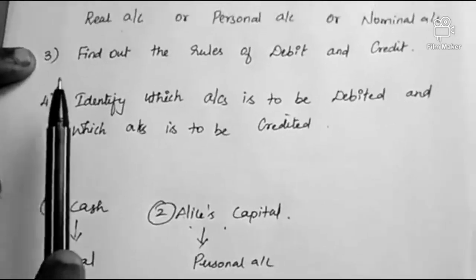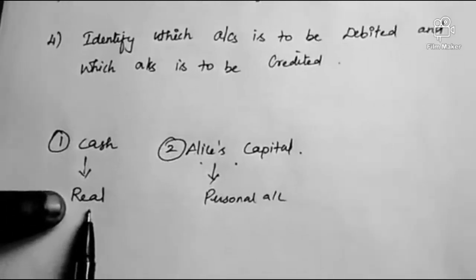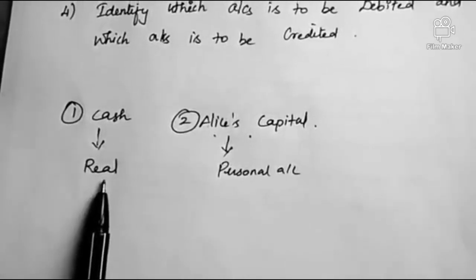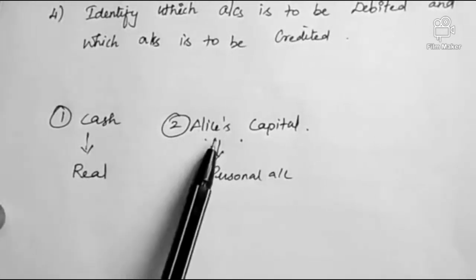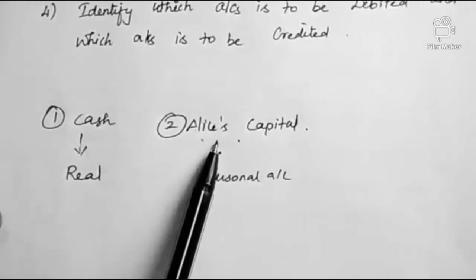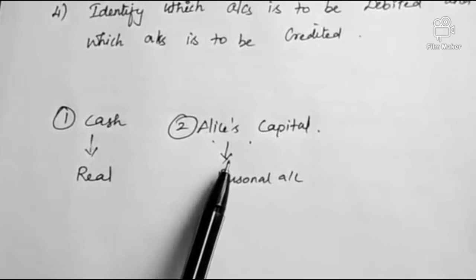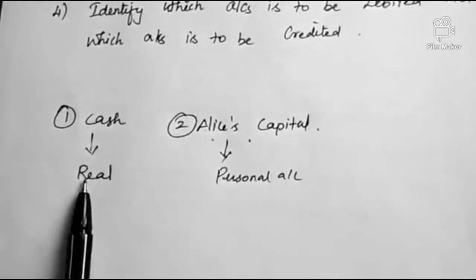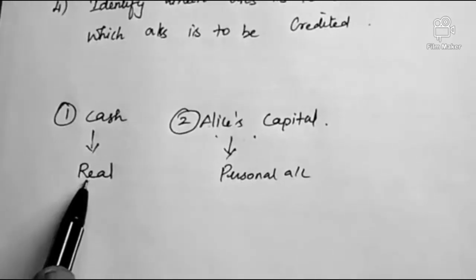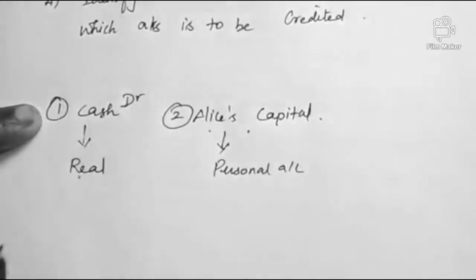And what is the third step? Find out the rules of debit and credit. What is the real account rule? Debit what comes in, credit what goes out. Business is a separate entity, owner is a separate entity. Alice is a proprietor, but she is separate, business is separate. When she invests an amount as capital into the business, from the business point of view, does cash come in or go out? When Alice contributes capital, cash comes in. So what is the rule of real account? Debit what comes in. Cash comes in, so this account should be debited.